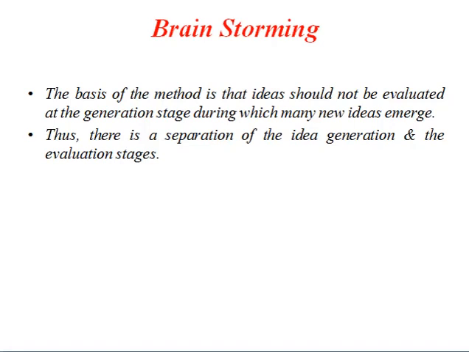The basis of the method is that ideas should not be evaluated at the generation stage, during which many new ideas emerge. Thus there is a separation of the idea generation and evaluation stages. So initially we need to consider the concept of brainstorming. In order to do this, we need to have a separate group, we need to have a discussion. By discussing among the group, you'll be getting new ideas, and whatever the ideas you'll be getting, that should be scanned and screened in a particular platform.